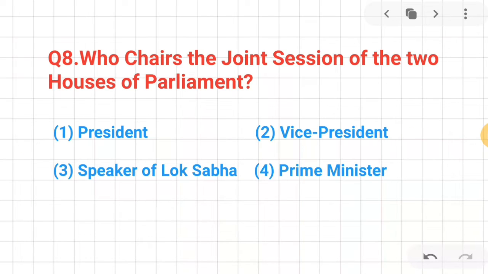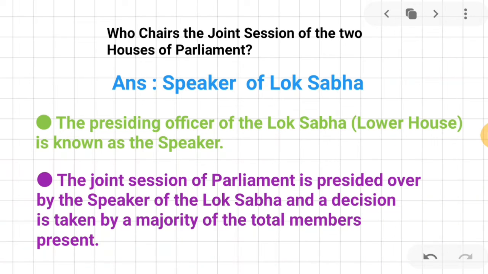Who chairs the joint session of two houses of the parliament? The options: Vice President, Prime Minister, Speaker of the Lok Sabha, and President. The correct answer is Speaker of Lok Sabha. Please note down the presiding officer of the Lok Sabha lower house is known as the Speaker, and the joint session of Parliament is presided over by the Speaker of the Lok Sabha, and the decision is obviously taken by a majority of the total members present there.